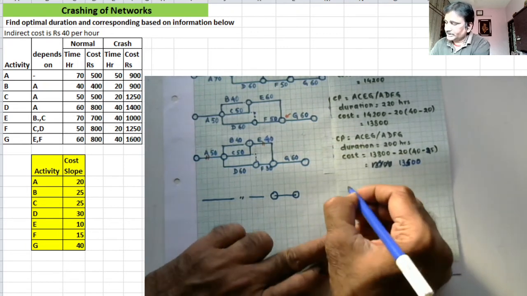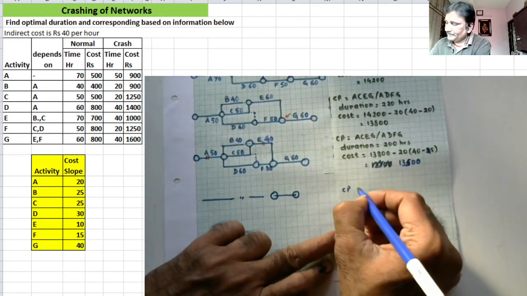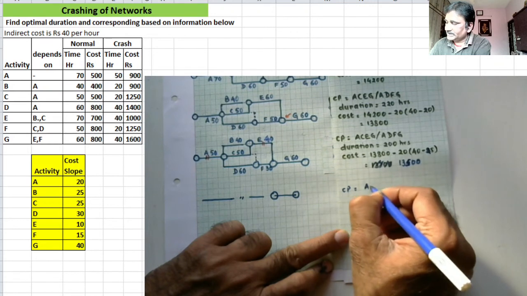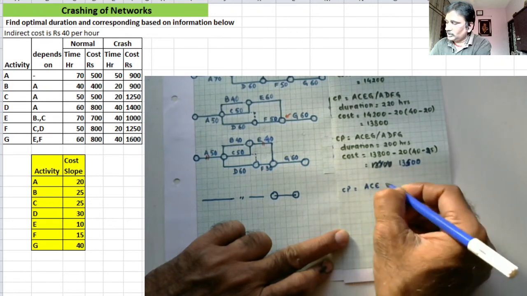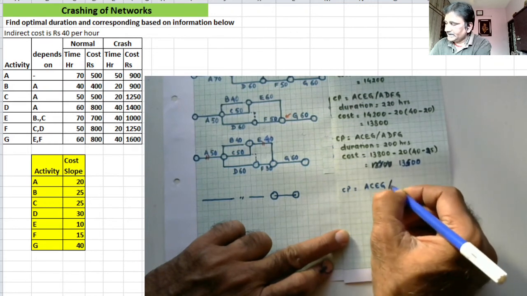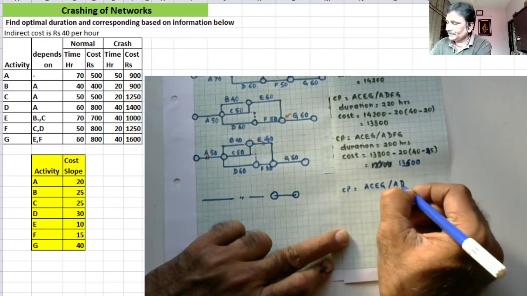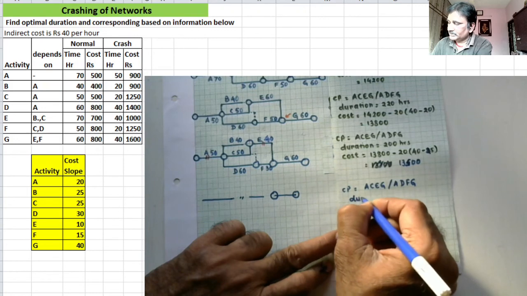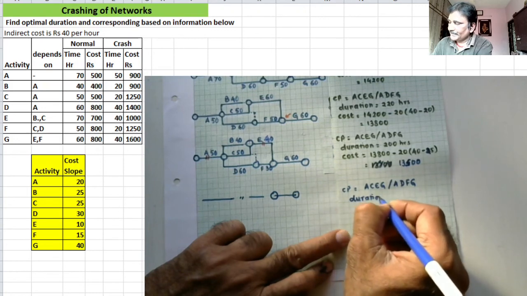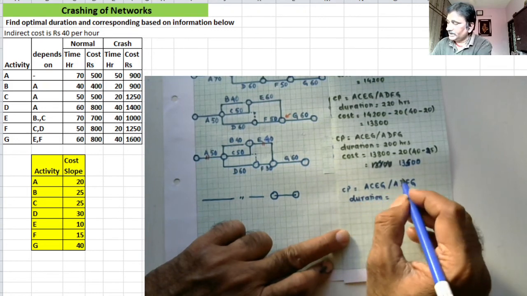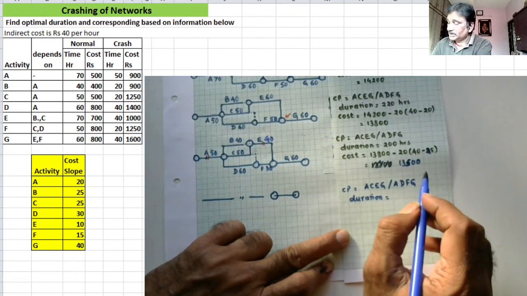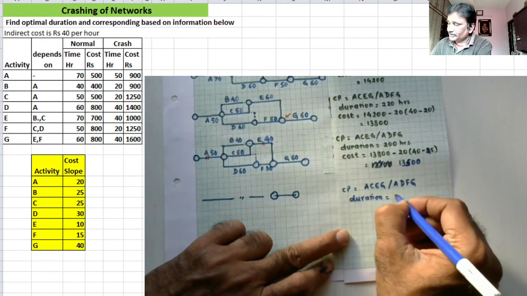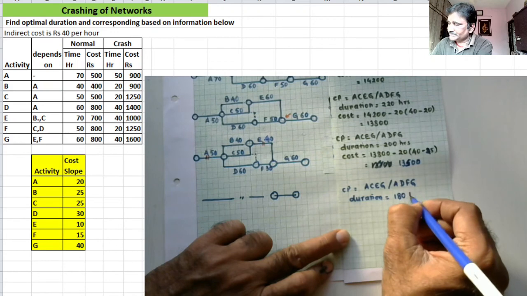So critical paths are still same. Critical path is still A, C, E, G. No new critical path is there. A, D, F, G. All right. Duration. Yes. Now how much? You have reduced 20 hours. So duration is 180 hours.